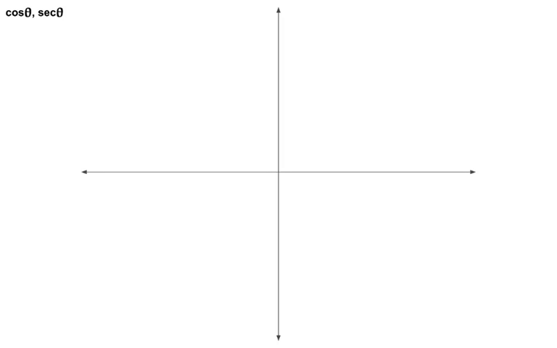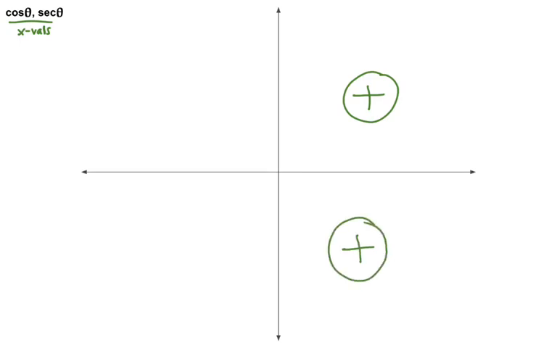All right, how about cosine and secant? Well, cosine and secant, cosine is the reciprocal of secant. These deal with x values. So where are the x values positive in the unit circle? Well, the x values are positive always in the first quadrant, and then x is also positive in the fourth quadrant. So cosine and secant are going to be positive in quadrant 1 and quadrant 4.